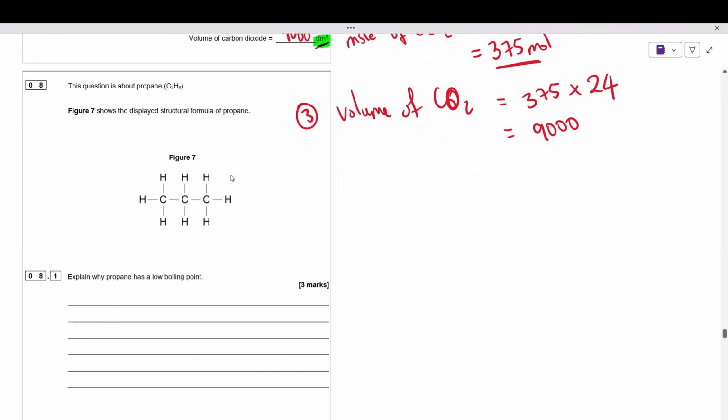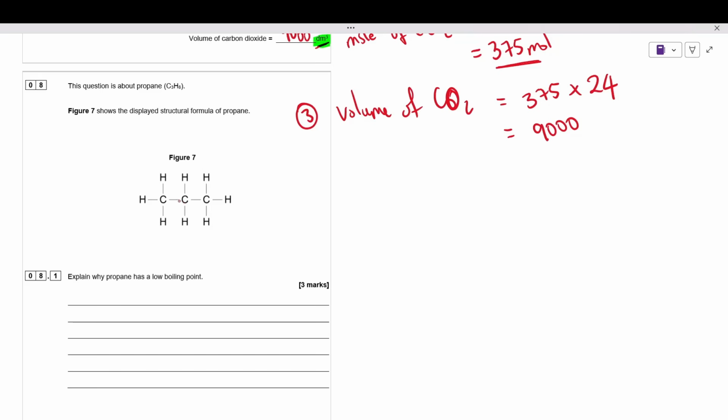Okay, now question number 8. This question is about propane. Figure 7 shows the displayed structural formula for propane. We're going to explain why propane has a low boiling point. This takes you back to the lovely concept of structure and bonding. So let's look at this.